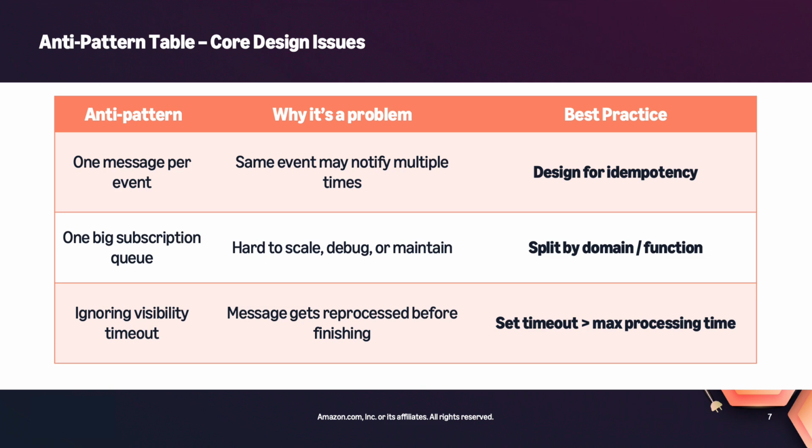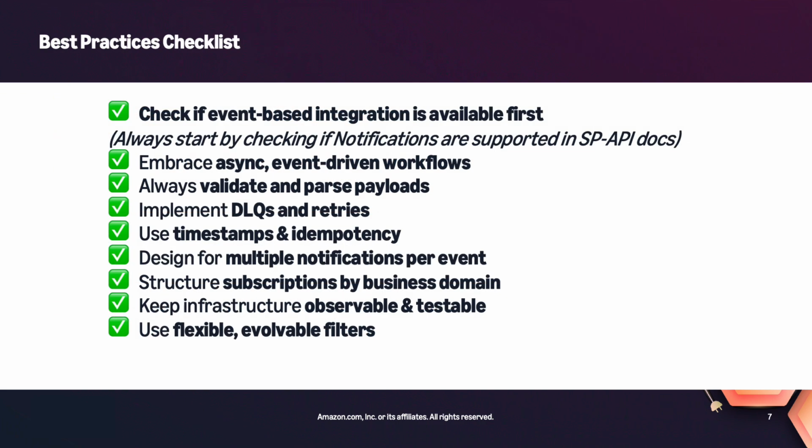Separate queues by domain to make things simpler. Find the right value for visibility timeout. Here is the checklist for using notifications in summary. The most important callout here is to always start by checking our SP API documentation site first to see what kind of information events will contain and what would trigger the events.